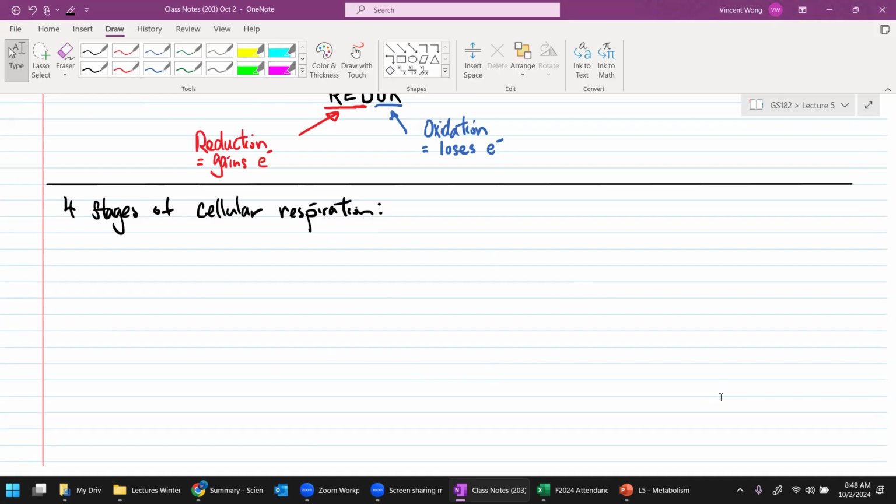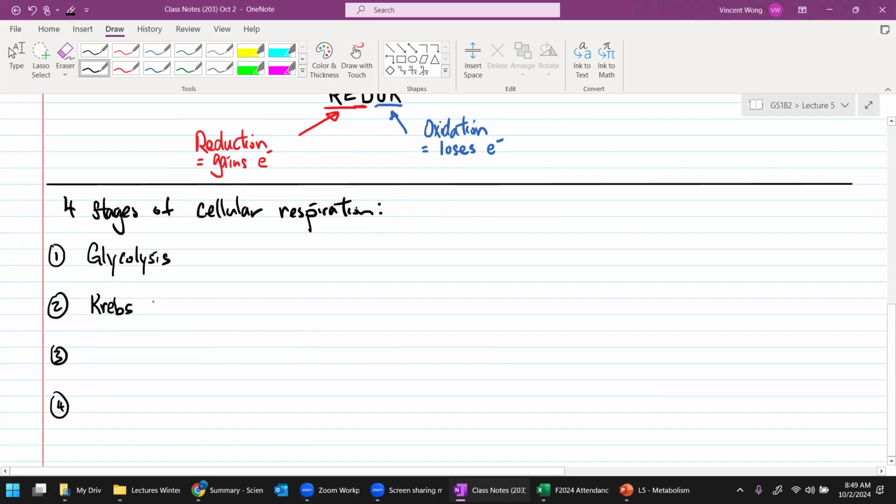So 4 stages. I'm just going to write the names out first, and obviously I'm going to explain what each one does. Don't get too hung up on the names yet. They are just names at this point. Okay, so stage 1 is called glycolysis. Stage 2 is called the Krebs cycle. Krebs is a person, okay? Also sometimes known as the citric acid cycle.